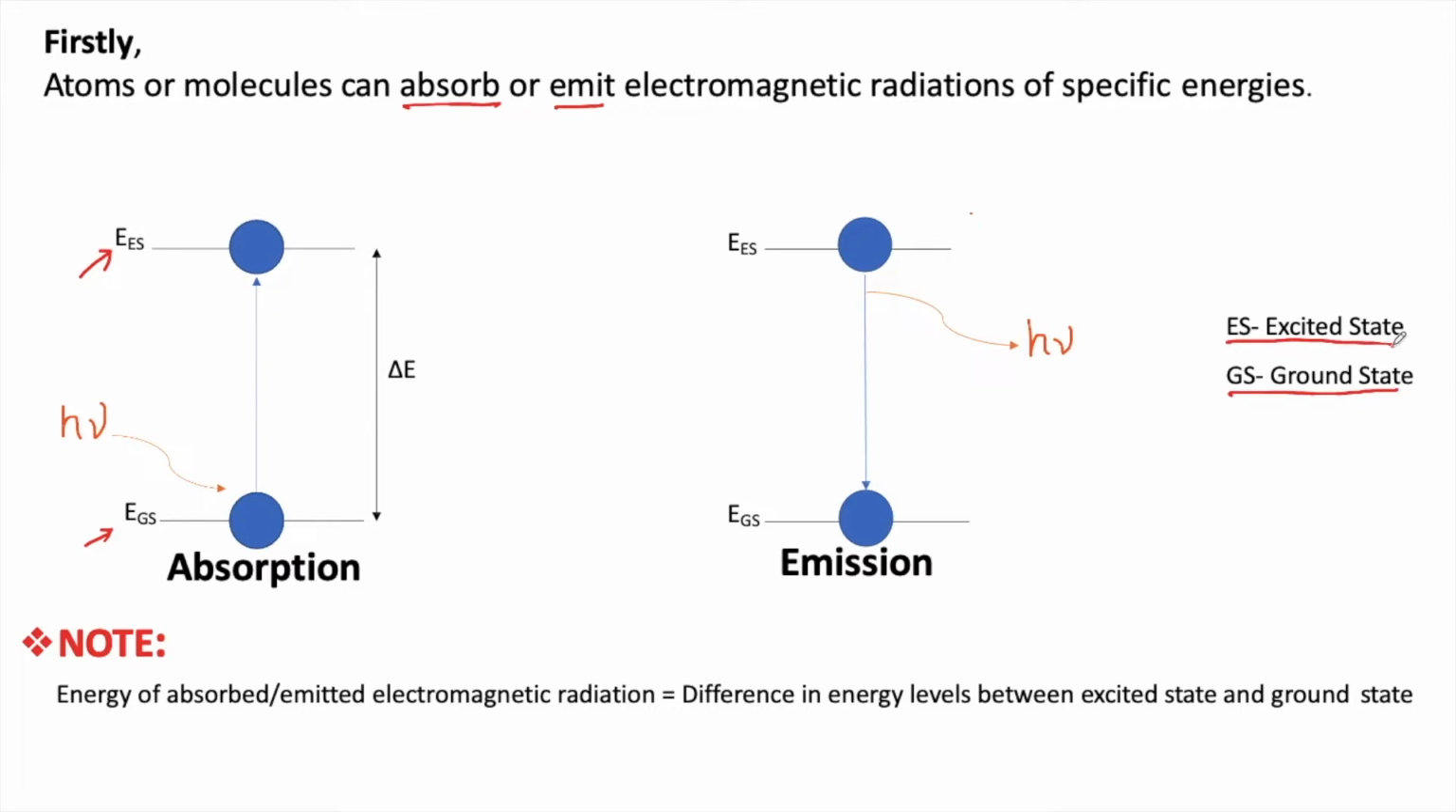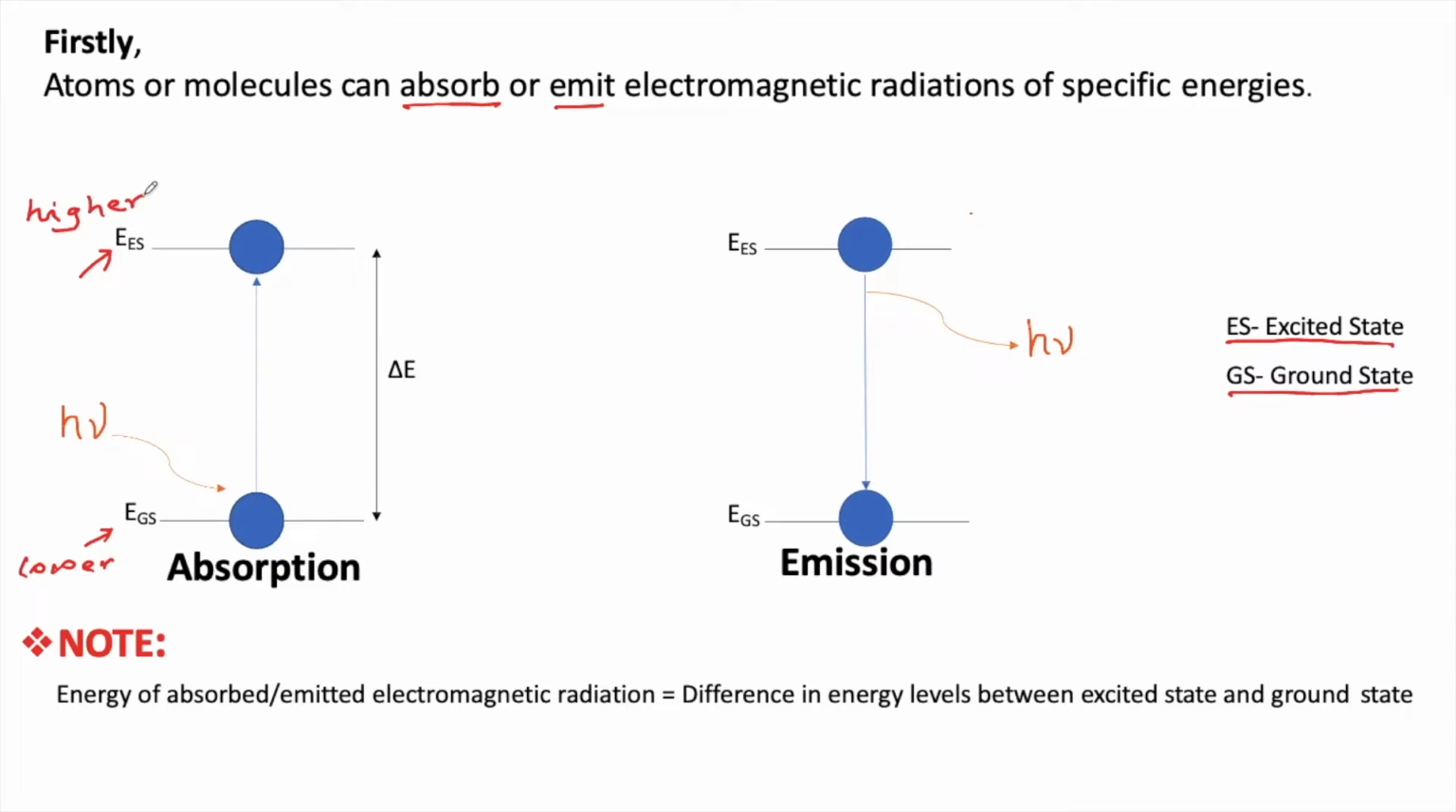Being at the ground level, at the lower level, we say this energy level is lower in energy, or sometimes also called the lower energy level. EES being on the top, or on the higher position, we say this is the higher energy level.